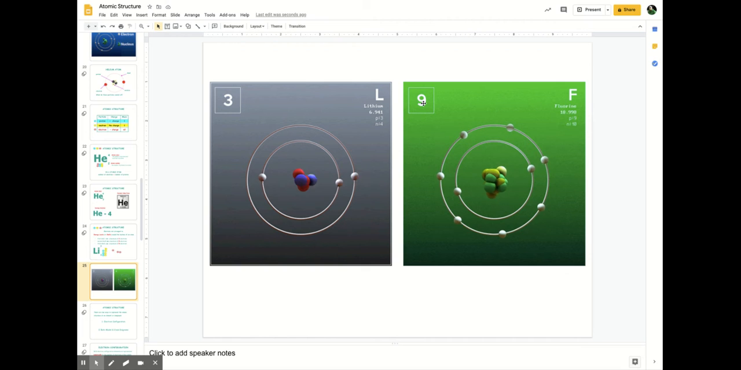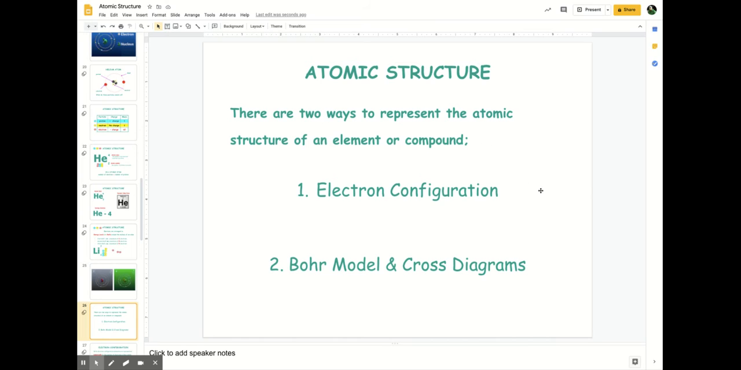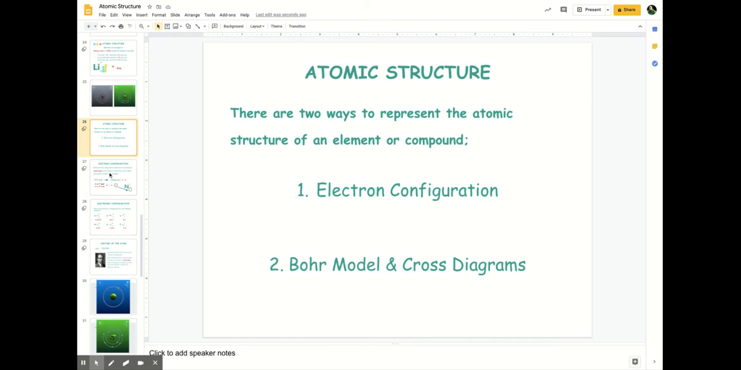Here's fluorine. It has 9 protons, which means it has 9 electrons. 2 in the 1st, and there are 7 in the 2nd. And there's actually room for 1 more person to get up here on the 2nd floor. And then we'd have to open up the 3rd floor, okay? So there's 2 ways that we talk about this in science. One is called electron configuration, and one is called the Bohr model cross diagram, okay? We're going to go through this quickly, but then I'm going to have extra videos to help you understand this.